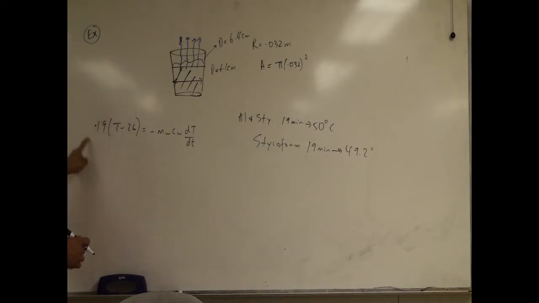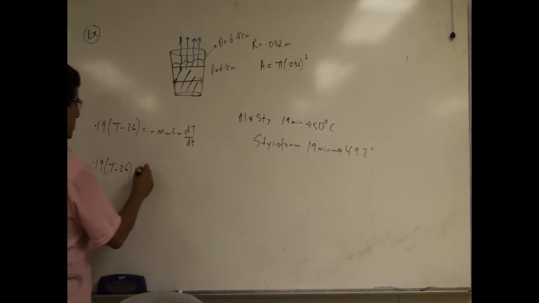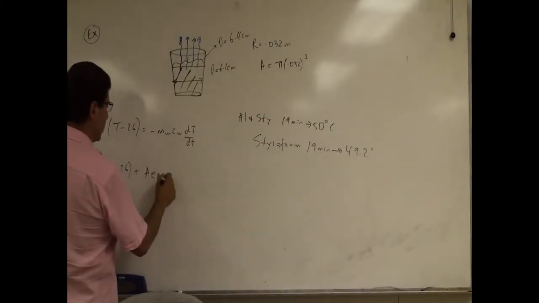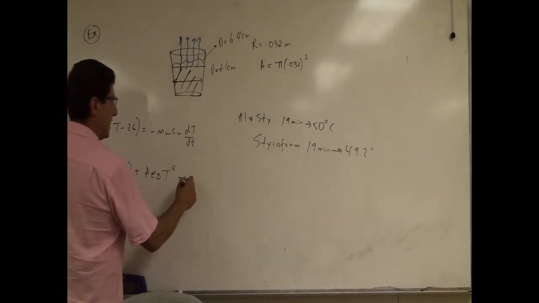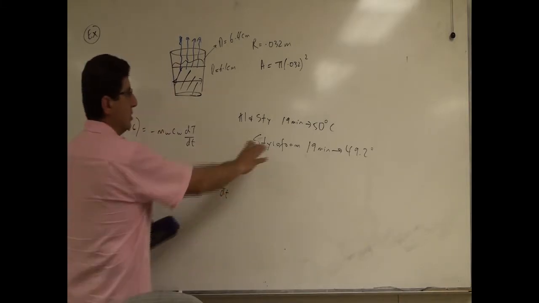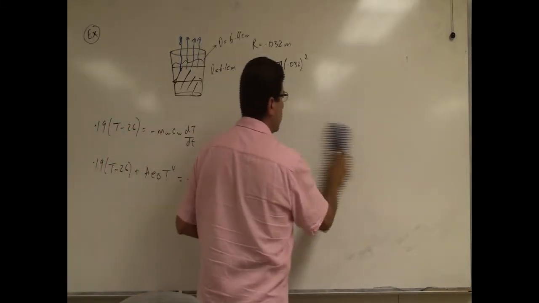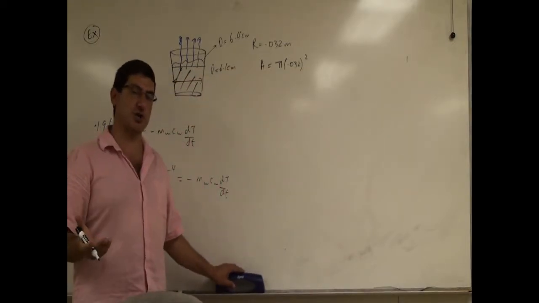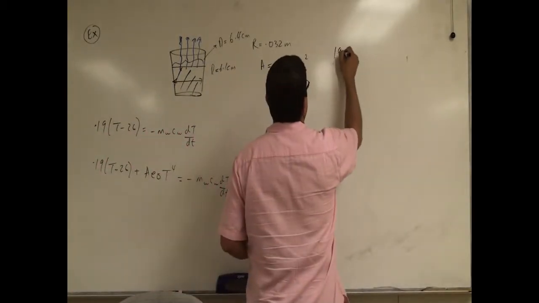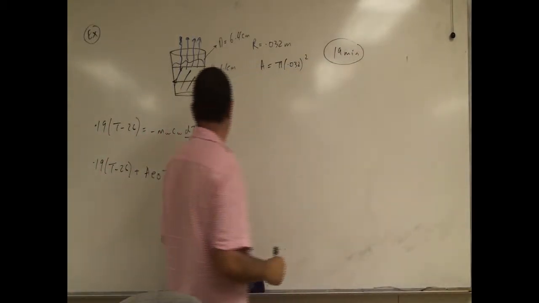This number on the left, I'm going to have to add to it the power loss due to radiation, right? So I'm going to add 0.19 (T minus 26) plus the surface area of the top, the emissivity of water, the sigma, and T to the power 4. Then I'm going to have here minus m_w c_w dT over dt. So I'm going to erase this. We're hoping that when we do this calculation, the answer we get will be closer to 19 minutes, right? So 19 minutes was the experimental time.